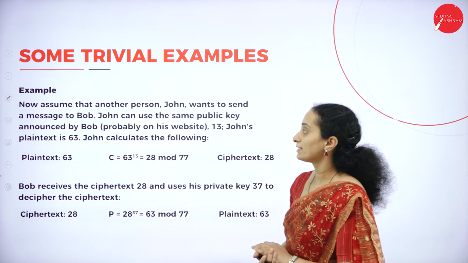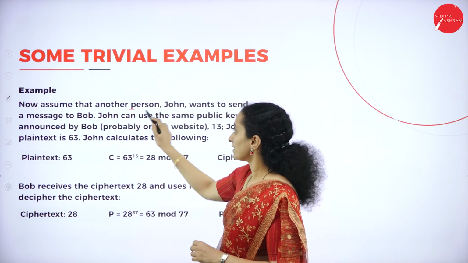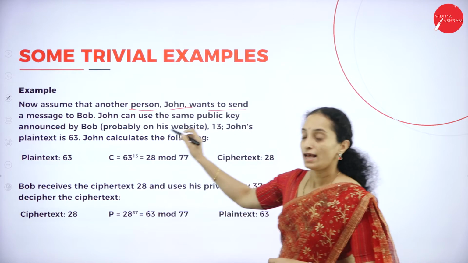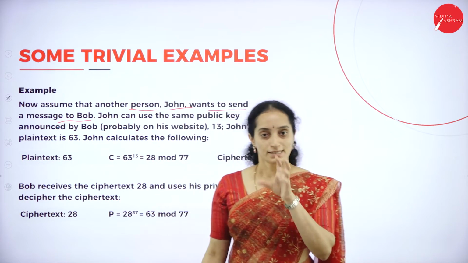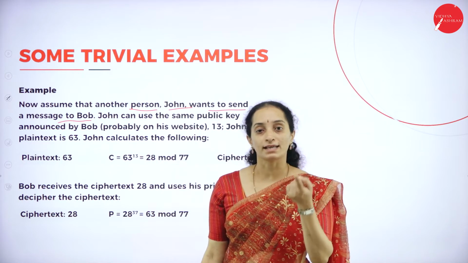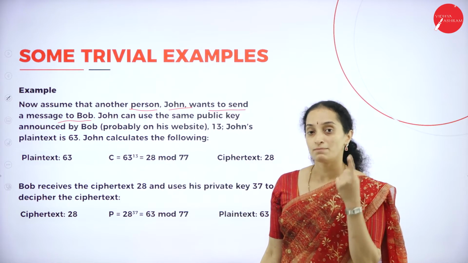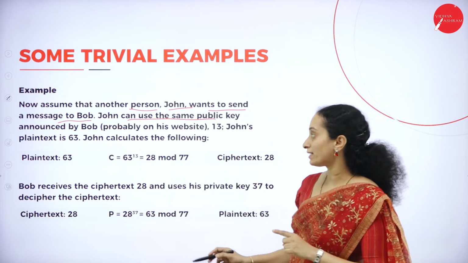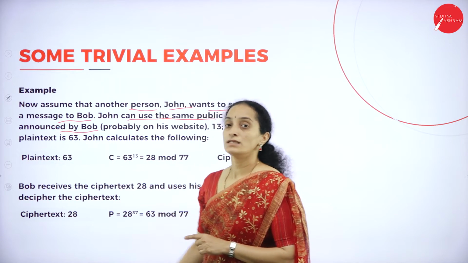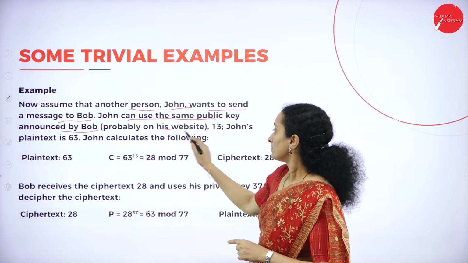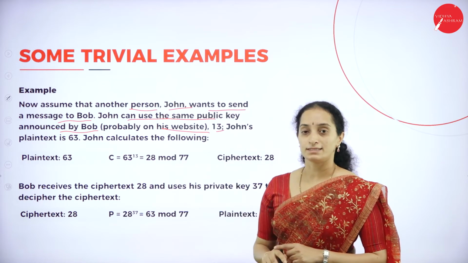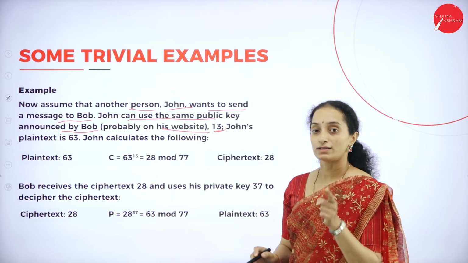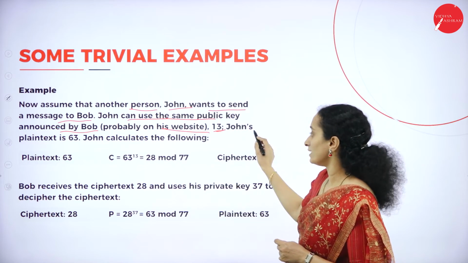Now we have another example. Assume that another person, John, wants to send a message to Bob. The receiver is the same, but the sender is different. John can use the same public key announced by the receiver. The public key the receiver has announced is 13.